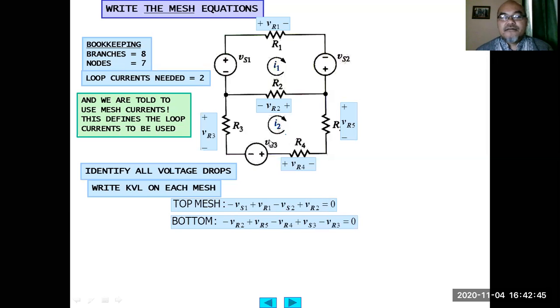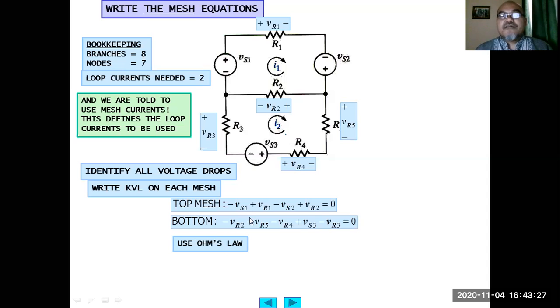For the bottom mesh, we depart from this node. From here to here, it's negative VR2, because this is a voltage increase, so negative VR2. Then here is a positive voltage drop, plus VR5. Here this is negative, because this goes to the negative terminal, so negative VR4. This is a positive voltage drop, because this is higher voltage compared to here, plus VS3. From here, this is a voltage increase, so from the perspective of voltage drop, it is a negative voltage drop, negative VR3, equals 0.